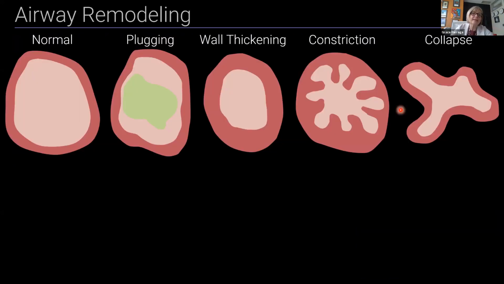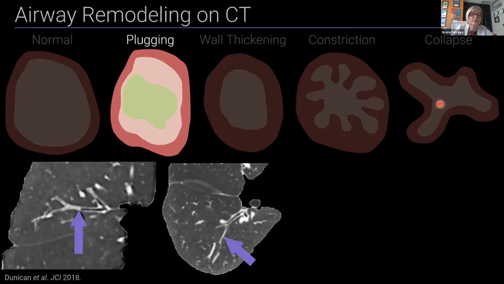I start with a schematic here of what airways look like if we could see them in cartoon. A normal airway, one that's plugged with either cellular debris or mucus, another airway where the wall is obviously thickened, constricted, and then collapsed. So if we start with airway plugging or mucus plugging, I turn to the recent JCI paper by Eleanor Dunnican in Dr. Fahy's lab. You can actually see evidence of mucus plugs in the airways that can be measured a great distance.